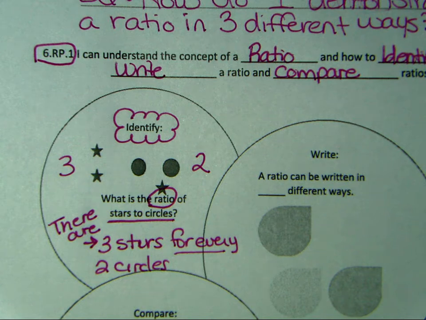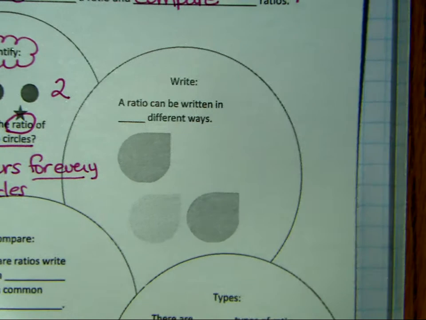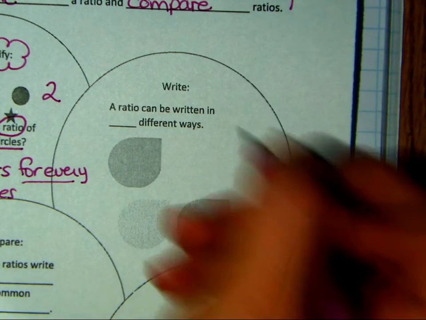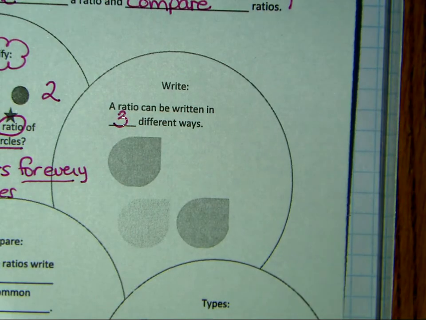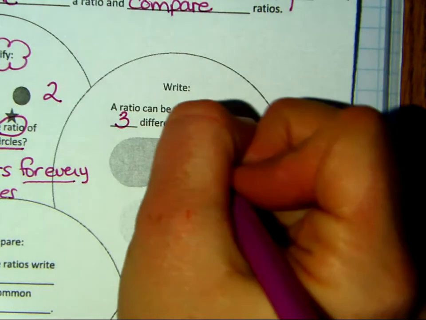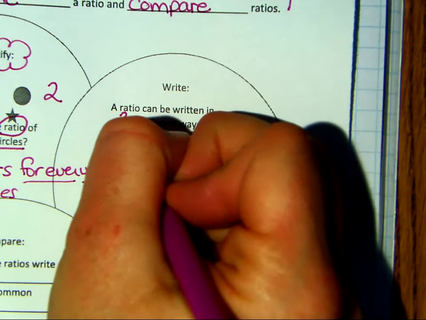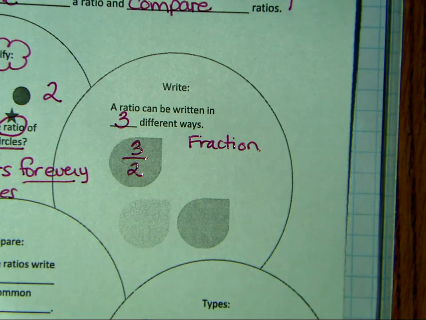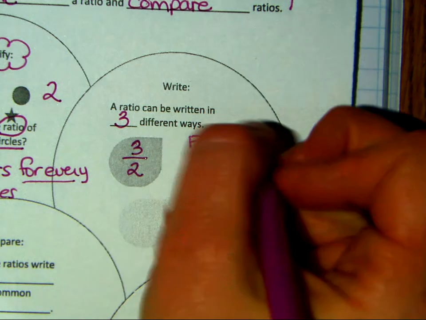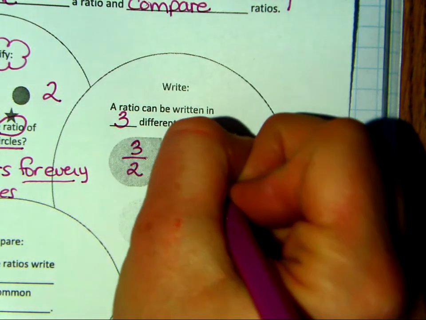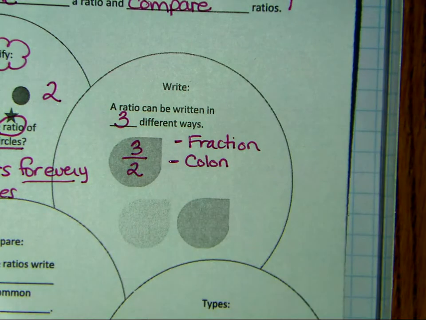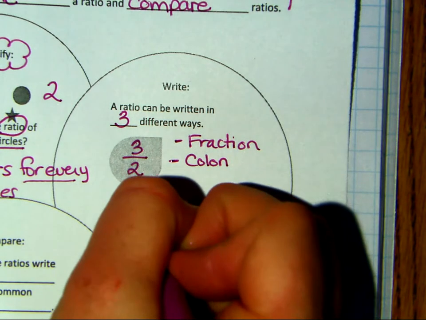Okay, the next thing it asks us is to write a ratio. And a ratio can be written in 3 different ways. Now, if we look at our relationship that we just had with the stars to circles, there are 3 different ways to do it. We can first write it as a fraction, and that looks like 3 over 2. We can also write it using a colon, and that would be 3 colon 2.